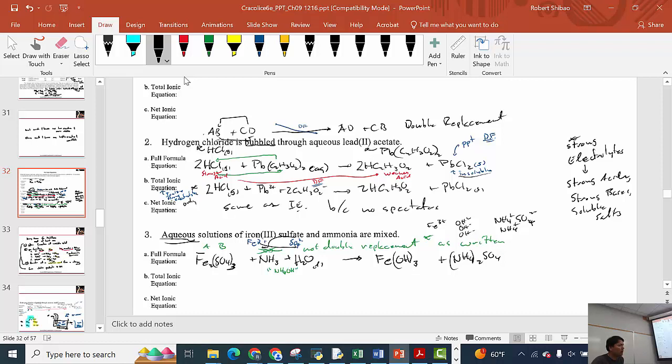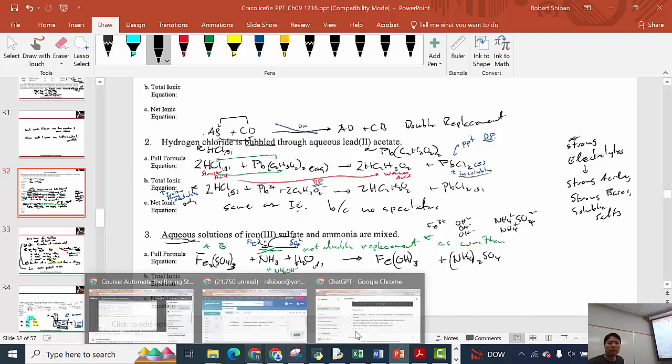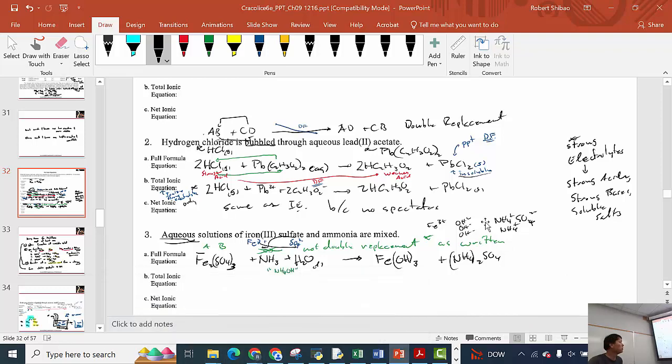Next thing we'd look at is whether iron 3 hydroxide is soluble or insoluble. Hydroxides are all insoluble except for group 1, ammonium, calcium, strontium, and barium. So we're good. This is going to precipitate. If this precipitates, that's a driving force. That's all we need, is this one.